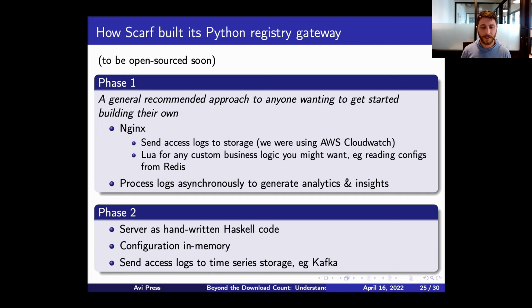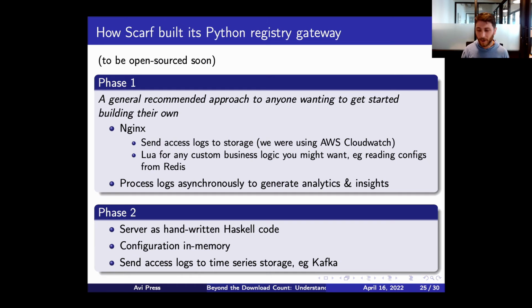This is all going to be open sourced soon, and I can follow up these slides with the actual code. The first phase of what we tried is basically just OpenResty Nginx with some Lua glue, so that we could have custom logic around which registries we're redirecting to, and send access logs to any kind of storage. We're using CloudWatch in our case. You would then just go through those logs, process them, and generate whatever insights you're trying to get.